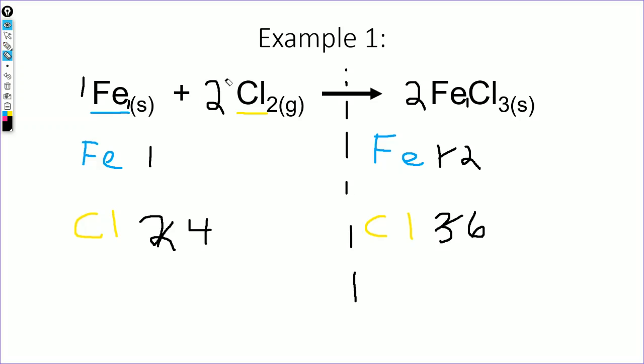I'm going to change this coefficient from a 2 up one step to a 3. Now I have 3 times 2, now I have 6 total chlorines. Now chlorine is balanced. That coefficient didn't change any other molecule, so I'm good.